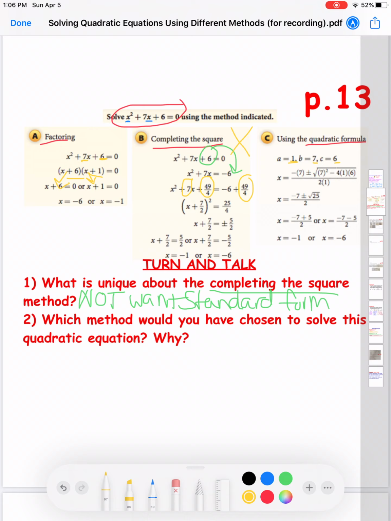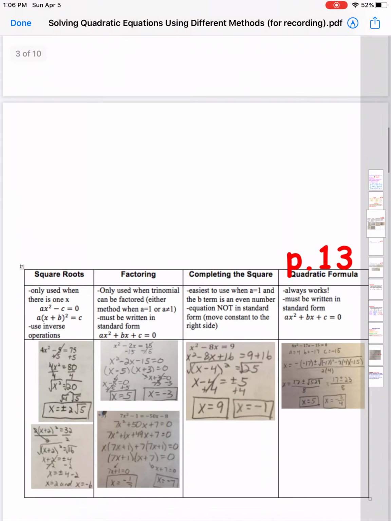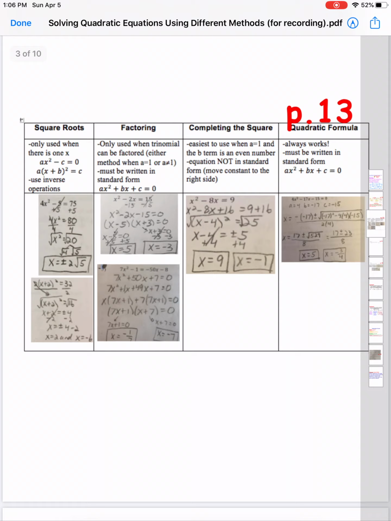I personally would have probably picked factoring since this question was very easily factorable, or I could have also used the quadratic formula since I know that that method always works. So taking a look at the bottom of page 13, this is a great chart that reviews the four methods of factoring. It tells you when you can use them and provides different examples.